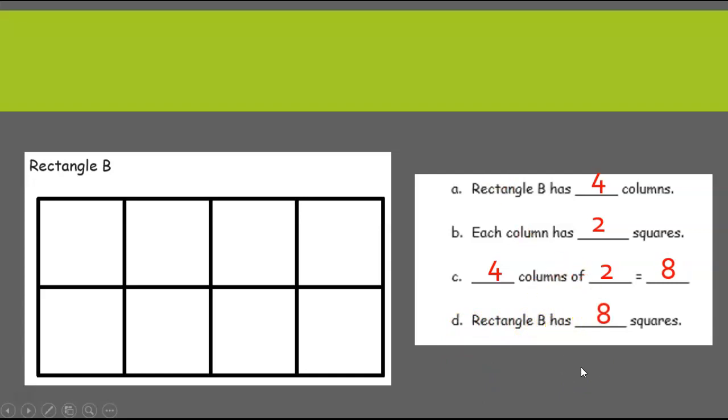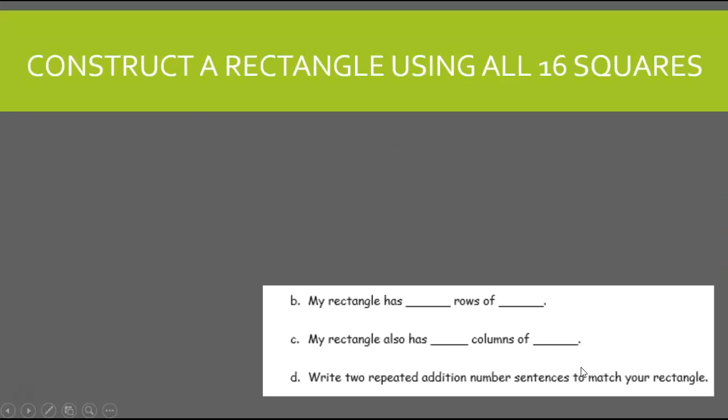It has 8 squares. Okay, now you need to construct a rectangle using all 16 squares. So you have 16 squares and you are going to construct a rectangle array with those 16 squares. Then, after you're done with that, you're going to answer these questions. But go ahead and construct your array first. So push pause and then push play when you're done. Okay, so you should be done with your array.